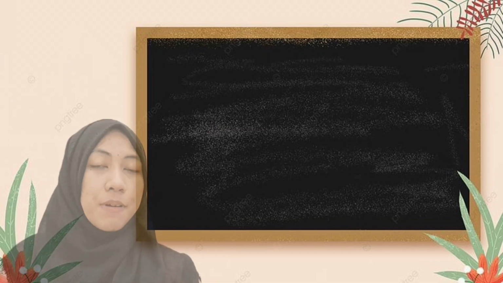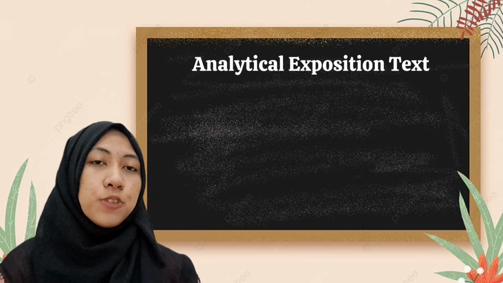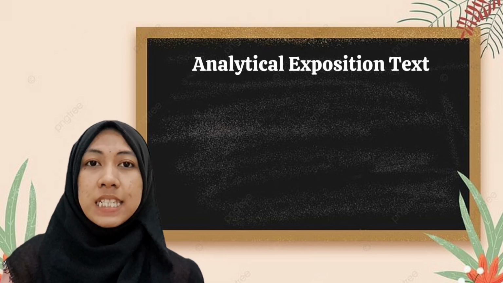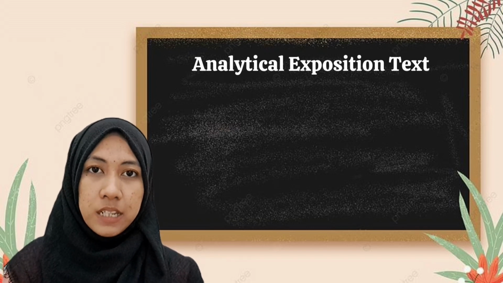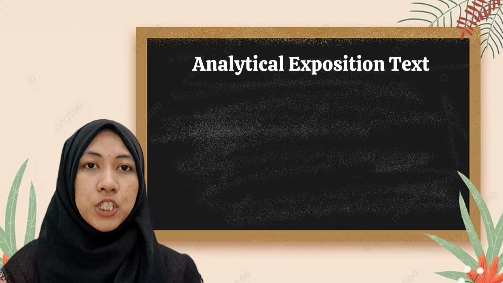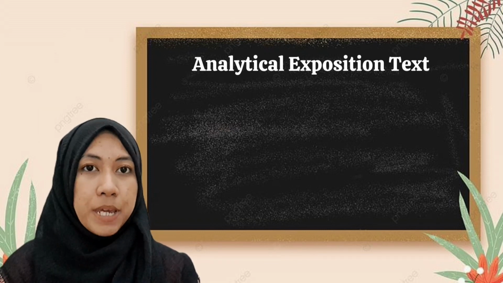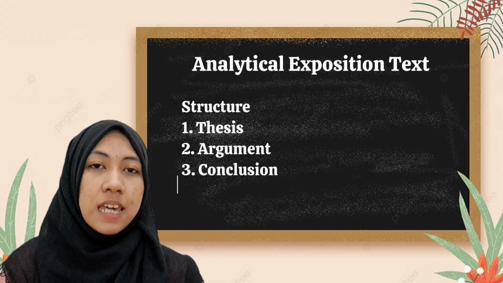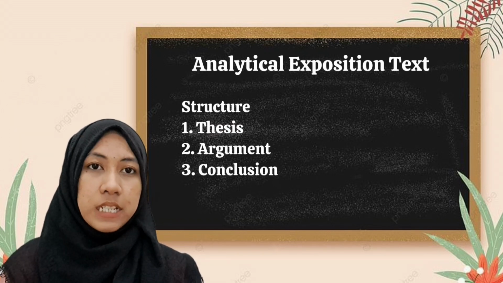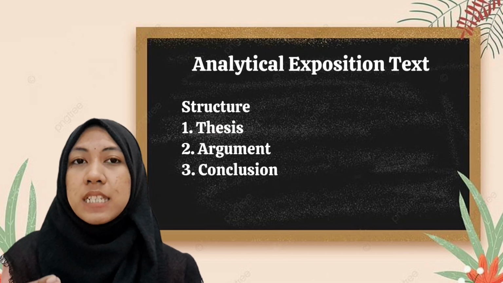The last type of text is analytical exposition. Analytical exposition text is a text that elaborates the writer's idea about the surrounding phenomenon. Its social function is to persuade the reader that the idea is an important matter. The first general structure is thesis. The starting point for writing an analytical exposition is the thesis section.